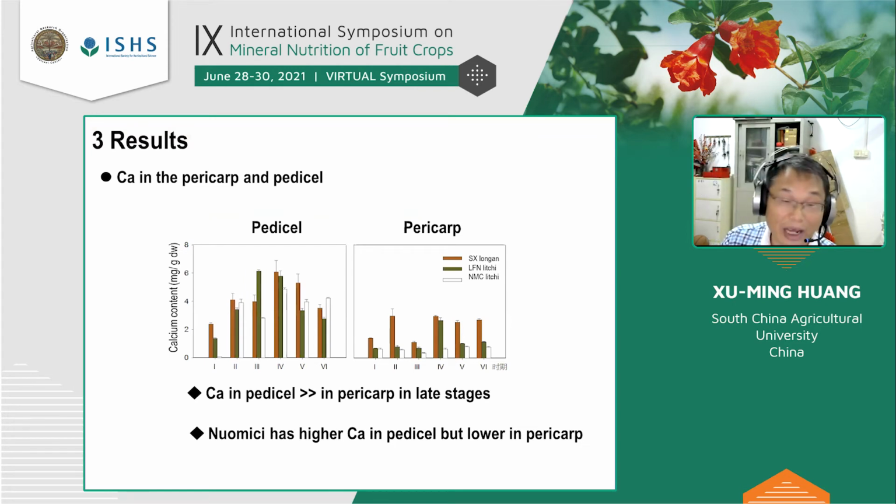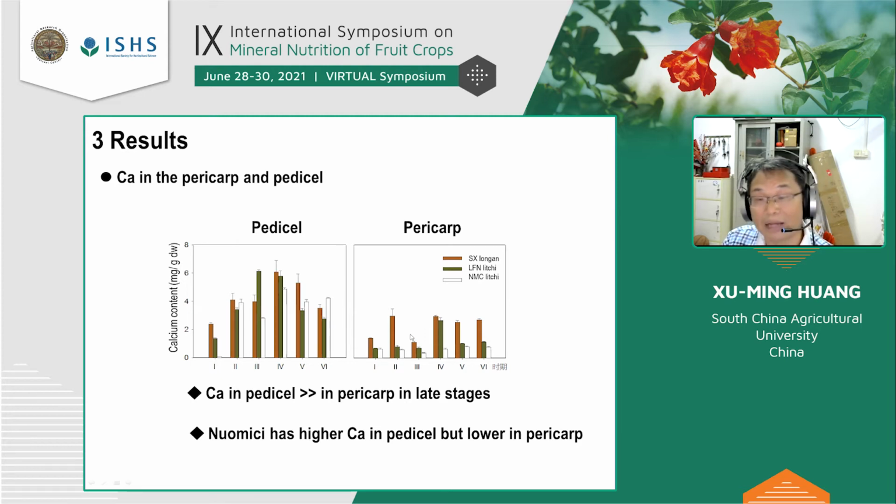First, we look at calcium content in the fruit and in the pedicles. In a pedicle, we can find that calcium increases to stage 3 or stage 4, and from stage 4, calcium content decreases as fruit ripens. Comparatively, we can find that Nuomici has relatively higher calcium in the pedicle in later stages.